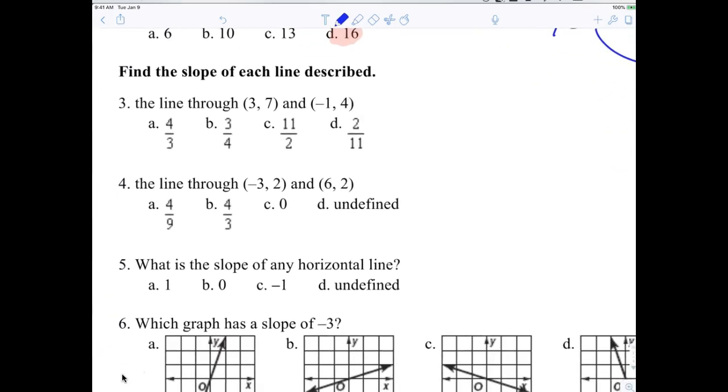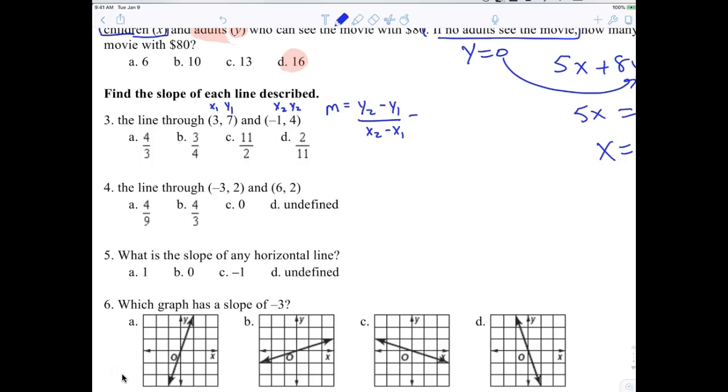All right. Now the next part. Find the slope. The formula for the slope is m equals y2 minus y1 over x2 minus x1. Keep in mind, this is x1, y1, and this is x2, y2. Is everybody with me on this? Everybody good? All right, so now let's figure out what the slope is. The slope would be 4 minus 7 over negative 1 minus 3. Negative 3 over negative 4, which is the same as what? 3/4. Correct answer, B.